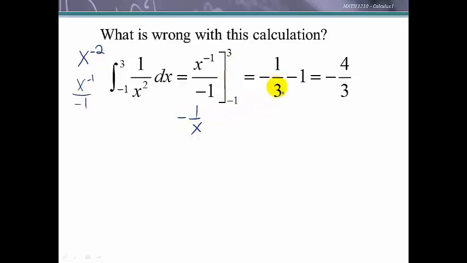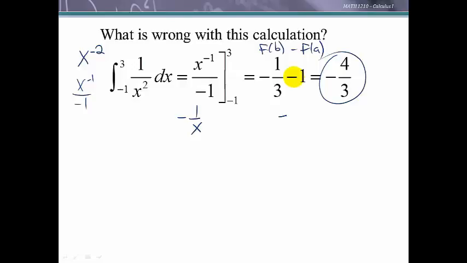So putting in the 3, the -1 over 3, and then subtracting. Putting in the -1 would make those a positive, but then we subtract because we're doing f of b minus f of a, and then combining those I get -4/3. So what's wrong with this? That is not the correct answer.